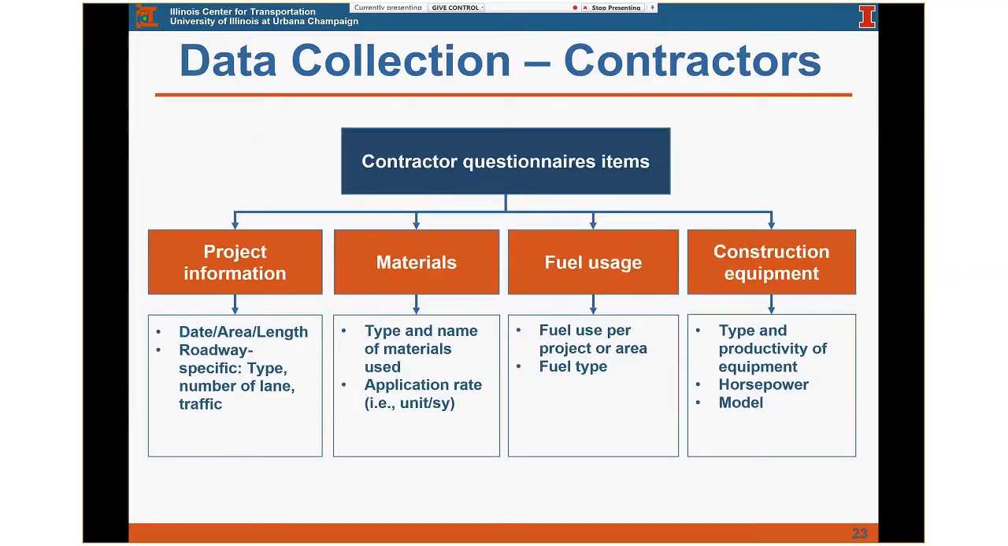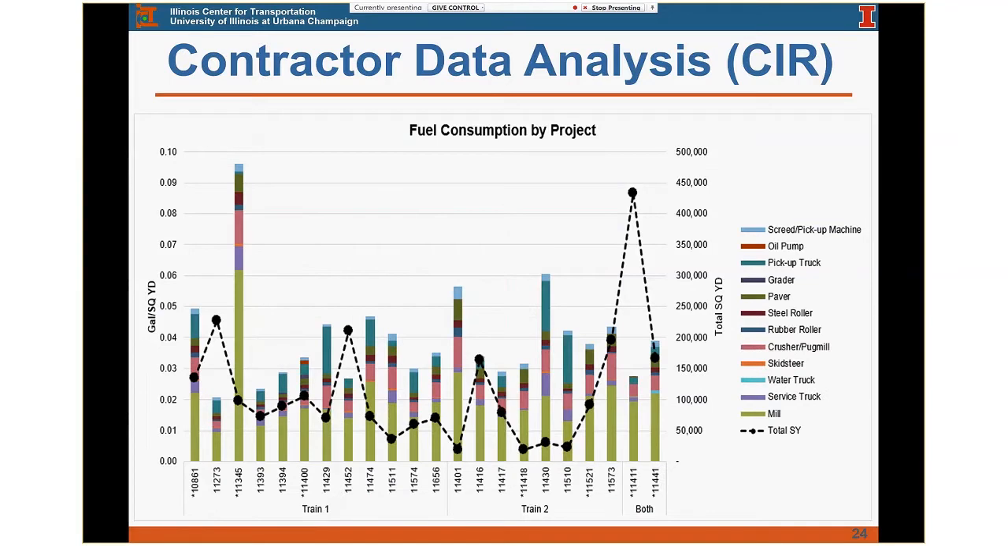And the kind of data we really targeted with the contractors is some project information. We wanted to access the projects that they have conducted in recent years, at least in the last 3 to 5 years. What type of project, where it was conducted, the type and number of lanes and the traffic, materials information, fuel usage. We wanted to access their logs, how much fuel they actually consumed during the construction, and also the construction equipment and productivity.